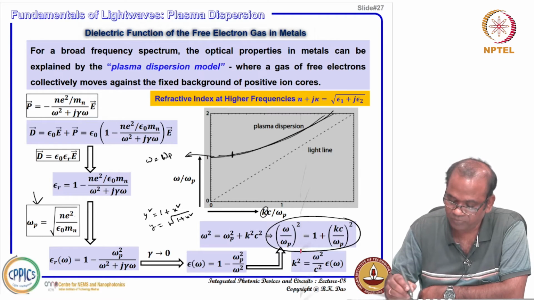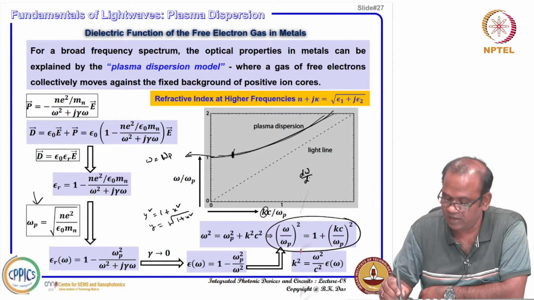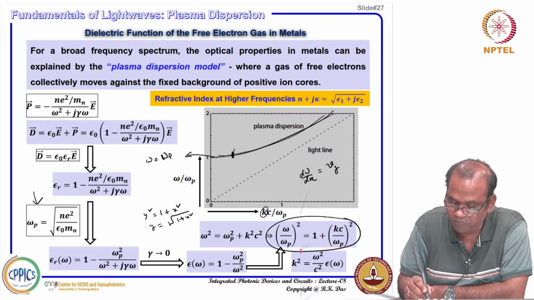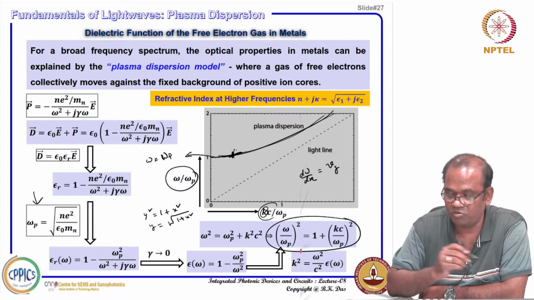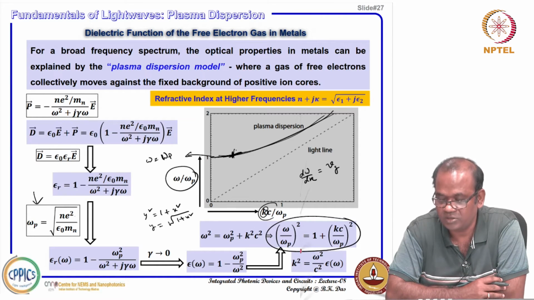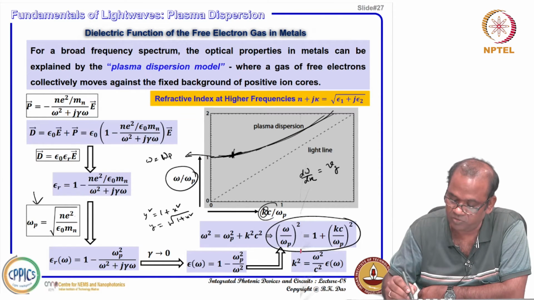Normally, at any point, if I find d omega by dk, that is called the group velocity. Group velocity here is very small because the slope is less. If you take a slope at any point here, you get the group velocity, and it slowly increases.